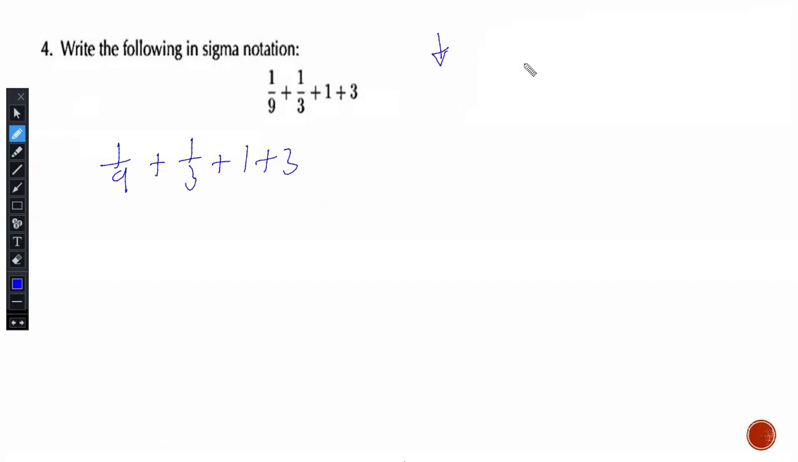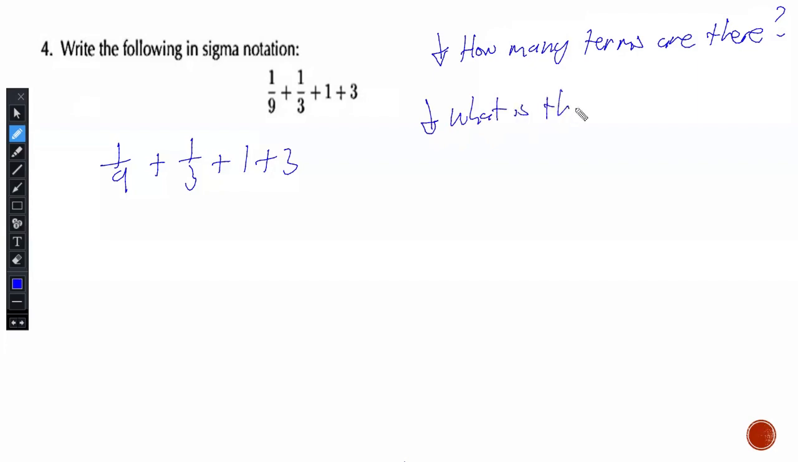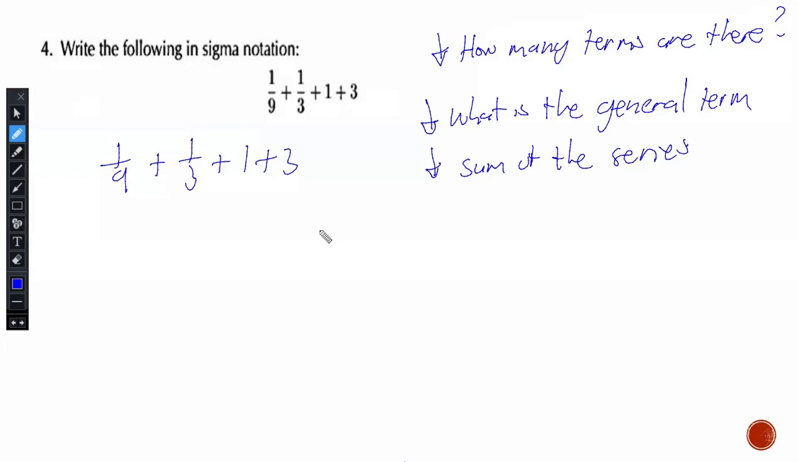Now, if you are supposed to write in sigma notation, the first thing that you have to be concerned about is how many terms are there? Number 2 is what is the general term? Number 3 is the sum of the series. So 3 questions. How many terms are there? What is the general term? And then what is the sum of the series?